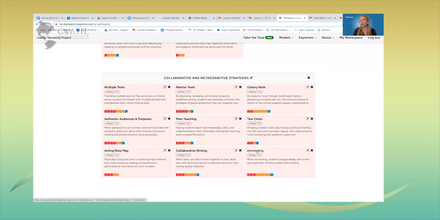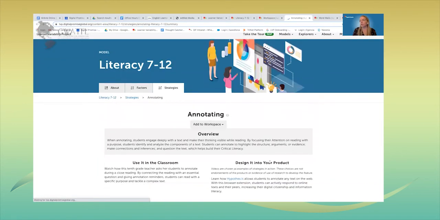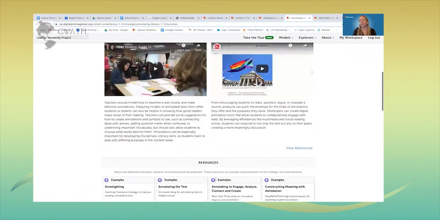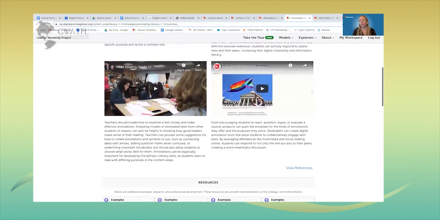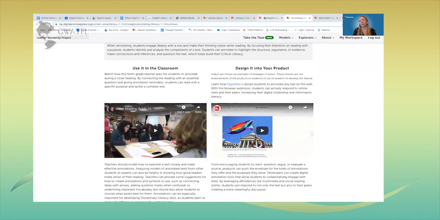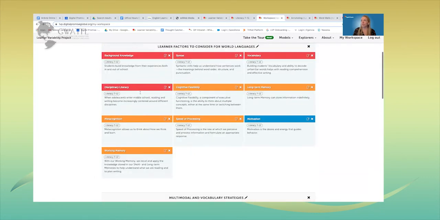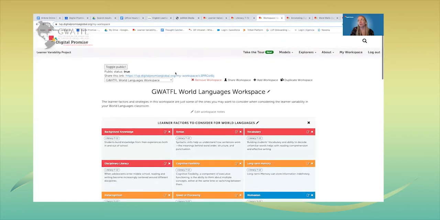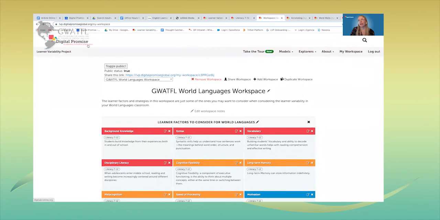But again, you can explore these strategies and learn about other tools that use the strategies in action, and find resources for supporting implementation of these tools. So this can all be found in the workspace. But like I said, anyone can create their own workspace. And so I wanted to take a minute to show you how you can do that yourself. So if you're in the Navigator, again, we're at lvp.digitalpromiseglobal.org. You can go to Explorers and go to Learning Needs Explorer.